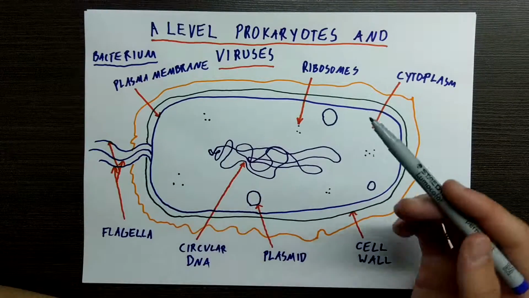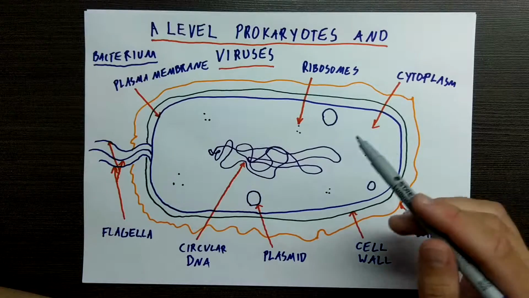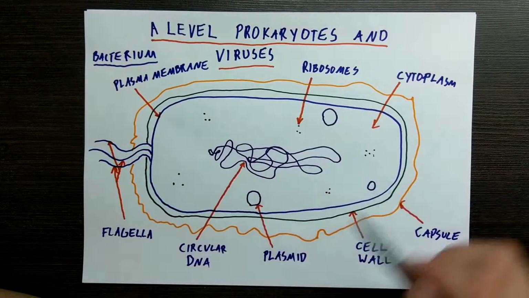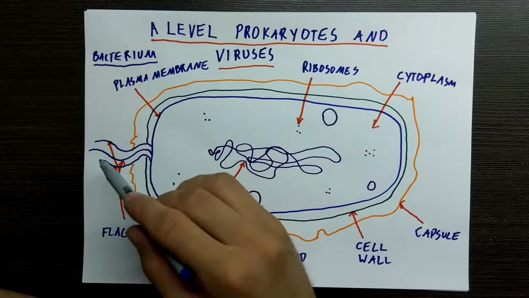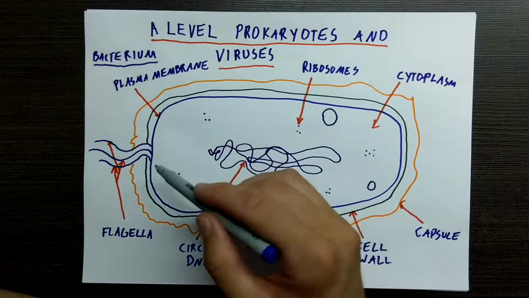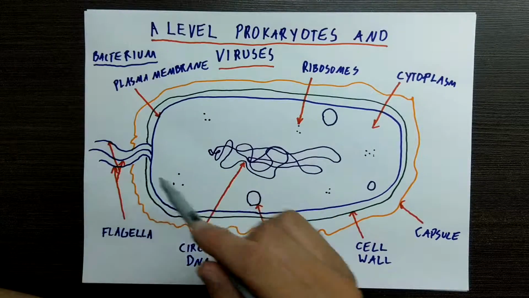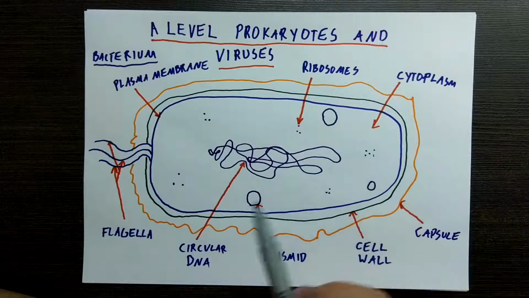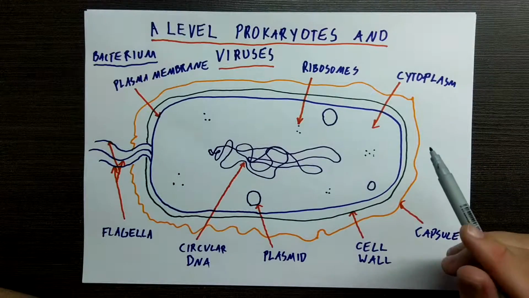So there are many different patterns of flagella. Some bacteria can have flagella all around them. Some bacteria can have multiple flagella at the back. Some bacteria have a single flagellum at the back. Some bacteria may have no flagella.